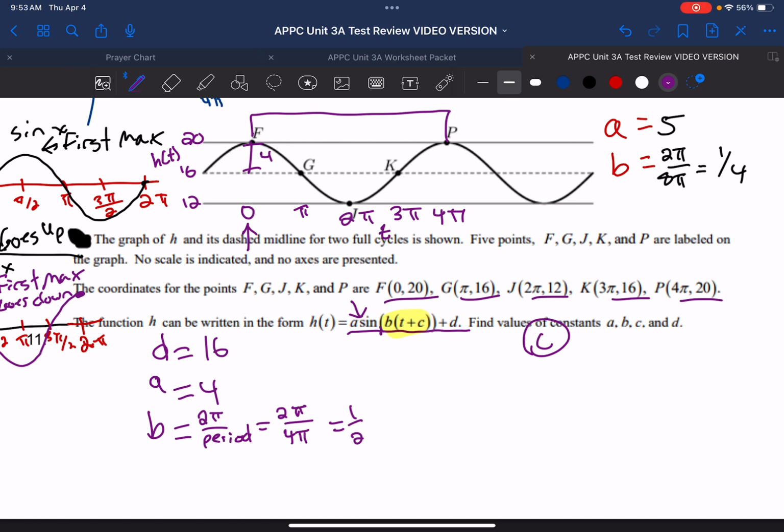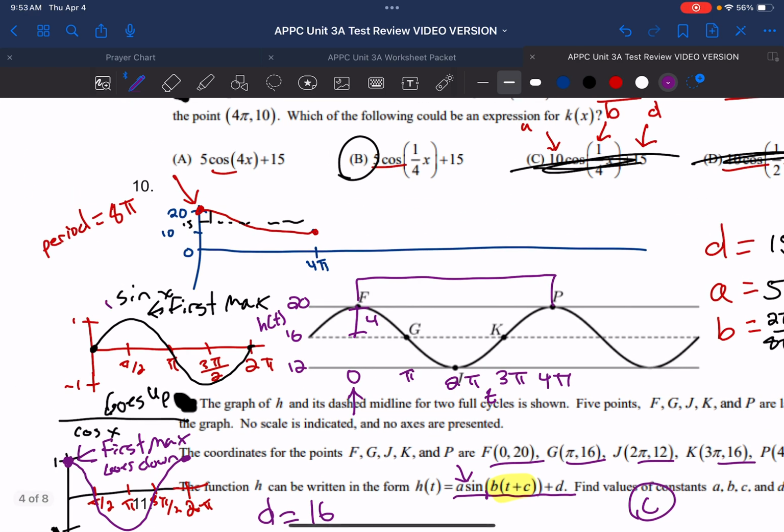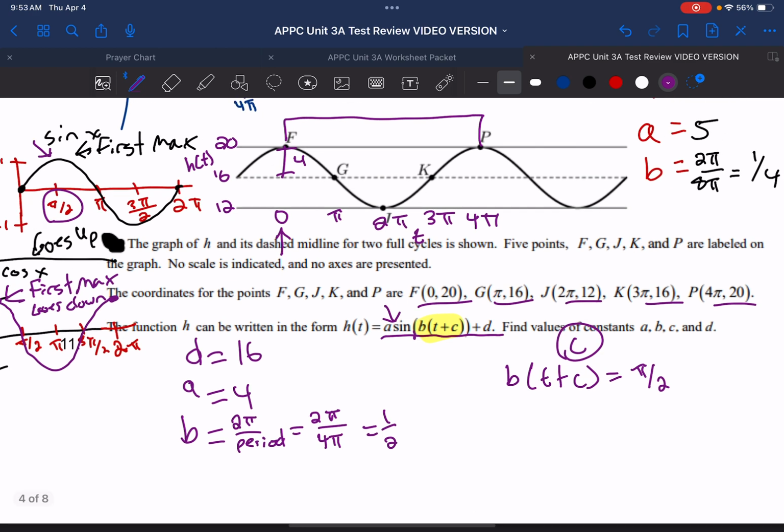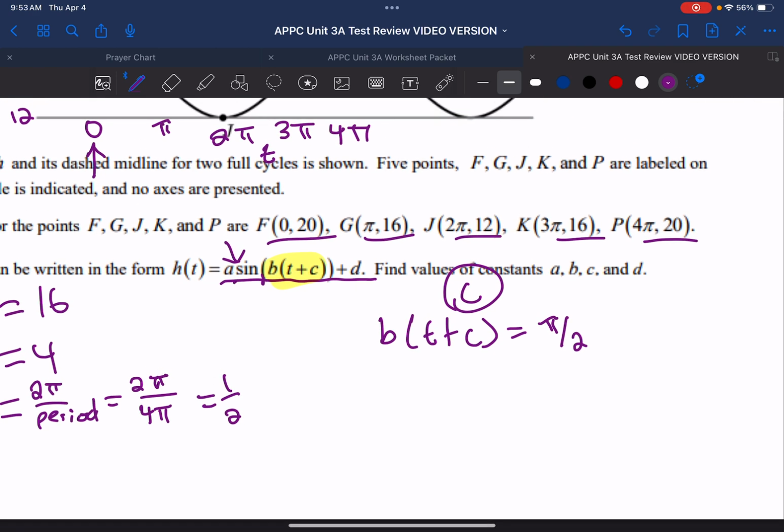And for sine, the parent function, the first max happens here at pi over 2. So the first max just helps me think of different points. I'll show you what I mean. So let's write out bt plus c equals pi over 2, because that's the horizontal coordinate of my first max, and the parent function is sine. Once again, I'm using sine because it says to use sine.